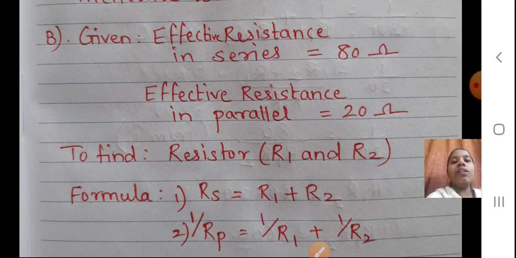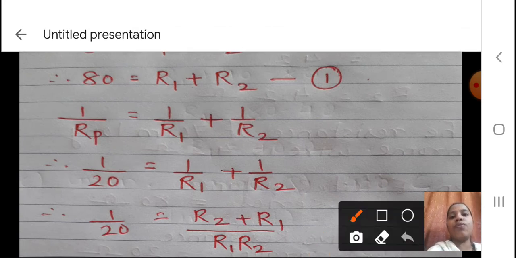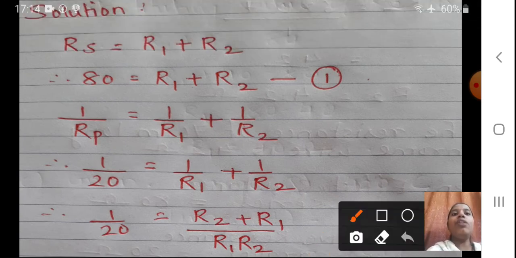Okay, for series and parallel, whatever formulas are there, we are going to use them. We'll just proceed. See here, solution: Rs is equal to R1 plus R2. We are using the first formula for the series one. So the Rs value is 80, so 80 is equal to R1 plus R2. This is our first equation.